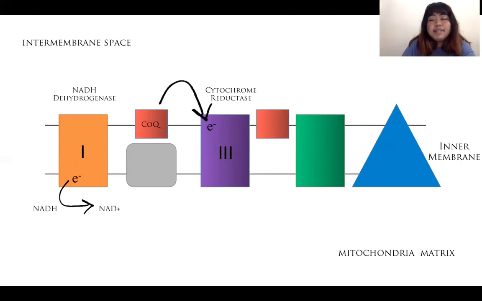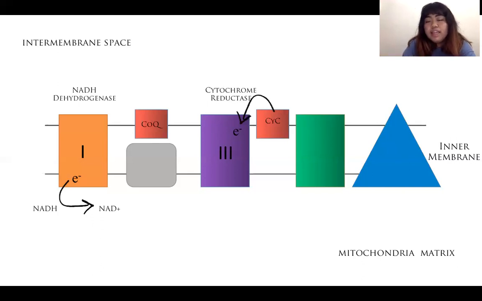And complex number 3 needs another mobile carrier to move the electrons to the next complex. Thus, the other mobile carrier is called cytochrome C. As cytochrome C gets the electrons, it's going to reduce it. That's why the name of the complex is cytochrome reductase. A reduction is going to happen, meaning the gaining of electrons.